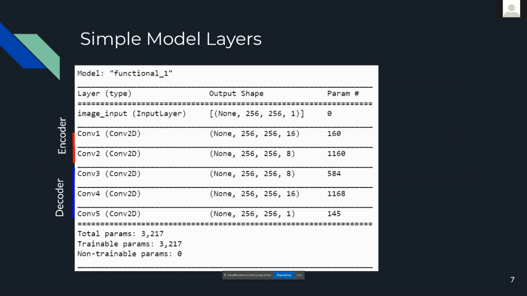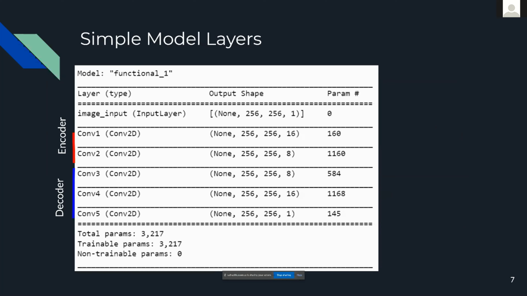So just to discuss the autoencoder a little bit. This is a simple model we created as a proof of concept just to test out the autoencoder idea. It's a very simple model. There's only 3,217 parameters and just 5 layers. And the decoder layers and the encoder layers are all convolution based.